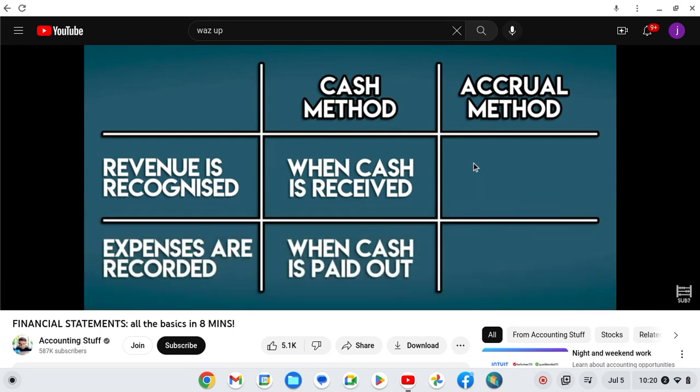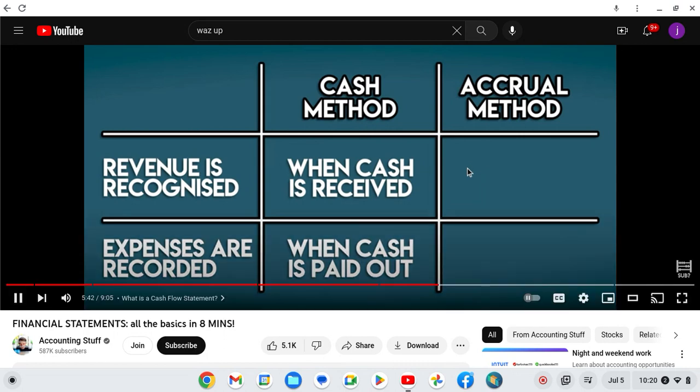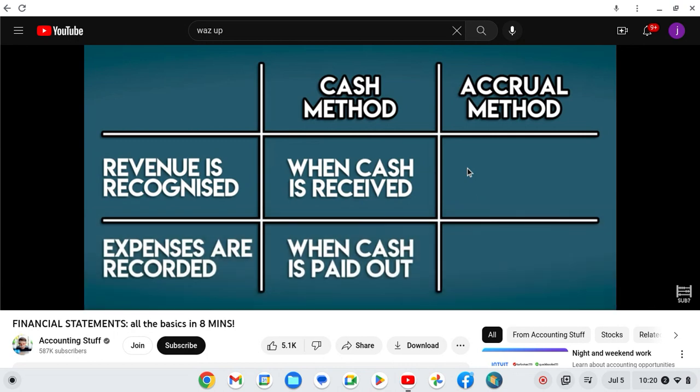We record an expense when we pay a tax. It's nice and simple, but it has its limitations. What if T-Licious makes a large sale, but the customer doesn't pay the invoice?